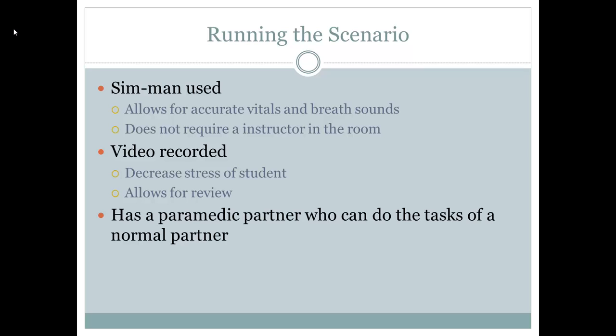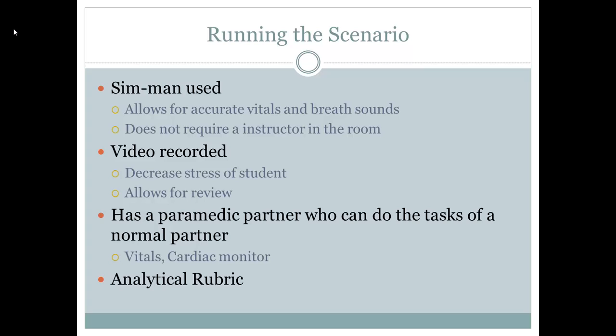During the scenario, they'll also have a normal paramedic partner who can do the tasks of a normal partner like vitals, cardiac monitor, and all those things. Again, this helps to mimic more of a real-life scenario compared to the way scenarios are run right now. Right now, the one student who's being assessed has to pretty much do everything and verbalize everything. That adds a lot of extra stress when they're trying to take a blood pressure, obtain patient history, and they have 1,000 things going on at once.